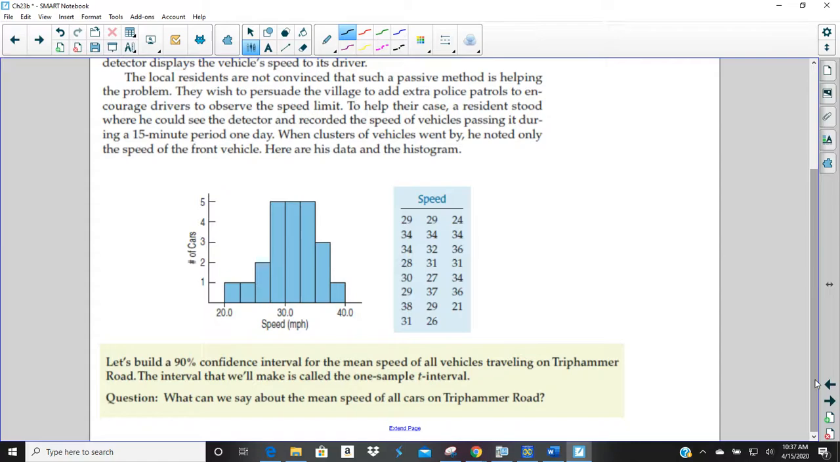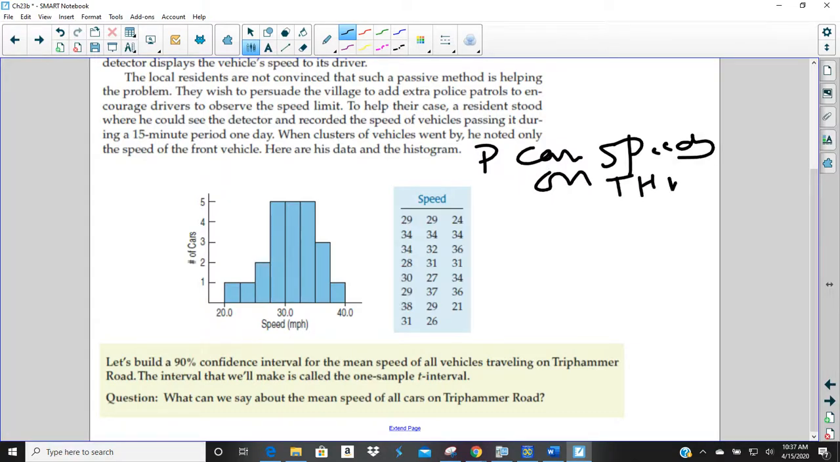Okay, I'm going to do it longhand, and I'm going to do it using the calculator as well. So I just want to do both. I want to put down some information for the readers as well. So the first question is the parameter. We're dealing with car speeds on whatever this road is, Trip Hammer Road, I'm going to call it, TH Road, okay? So the assumptions and conditions, let's go through them here.